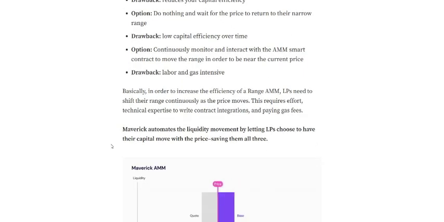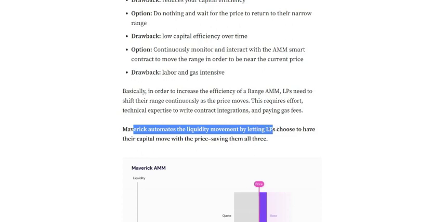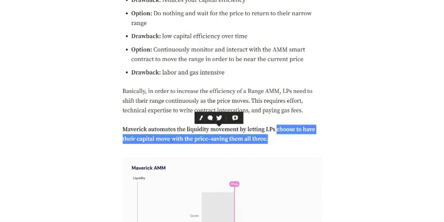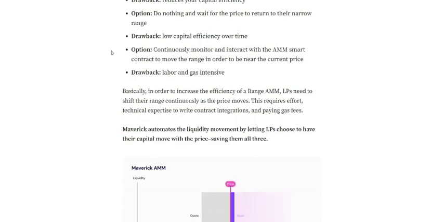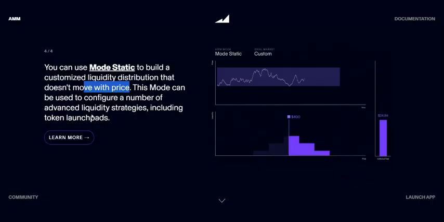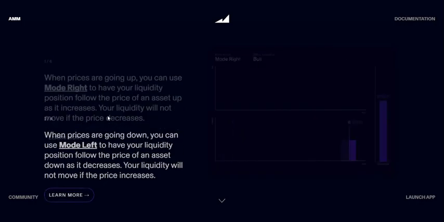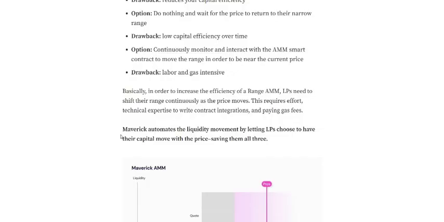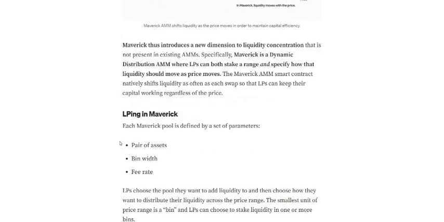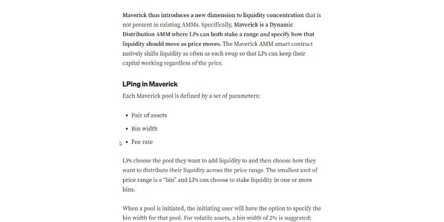Maverick Protocol rids you of all these problems, in that it automates the liquidity movement by letting LPs choose to have their capital move with the price. We have already seen here how liquidity moves along with the price, and you can choose with the different settings. So I think I have already elaborated on areas where Maverick Protocol is different.